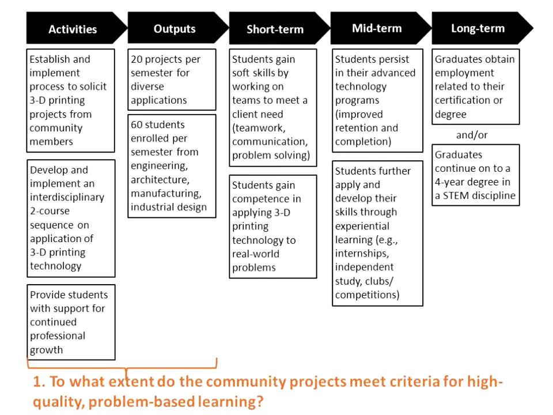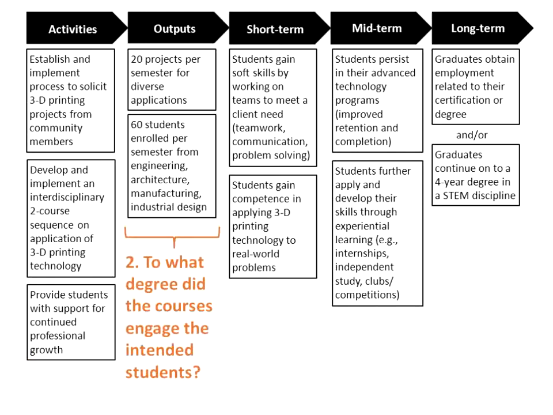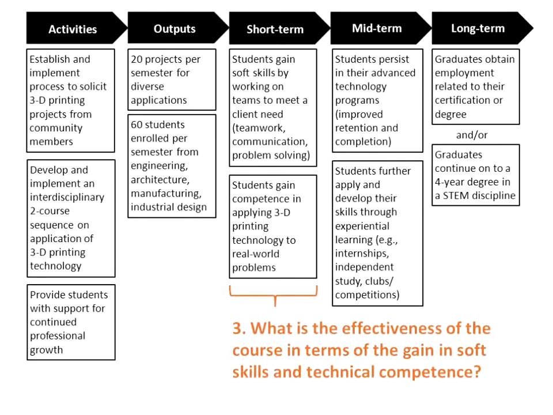At the level of activities and outputs, sometimes they're hard to distinguish. We might ask, to what extent do the community projects meet criteria for high-quality problem-based learning? Because obviously it would be really important to have the right kind of projects for students to work on. As for the outputs specifically, we might want to investigate the degree to which the courses engage the intended students, and some of you kind of touched on that with your questions about it being interdisciplinary, in terms of the numbers as well as the interdisciplinarity of the courses. If one of the selling points of the grant proposal was the interdisciplinary focus, then this would be important to know if it was actually achieved.